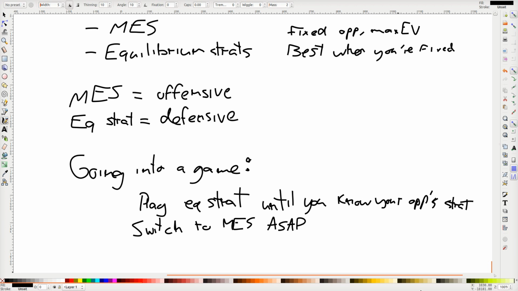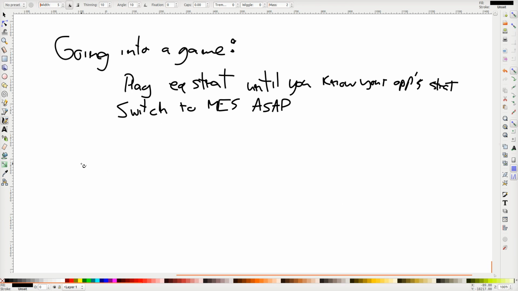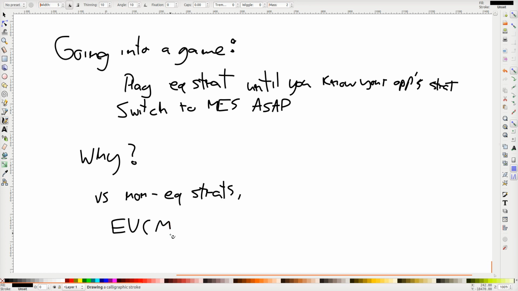And the reason you want to do this, well, you might ask why, right? It's because if your opponent isn't playing an equilibrium strategy, the EV of your maximally exploitative strategy tends to be much, much bigger than the EV of your equilibrium strategy.